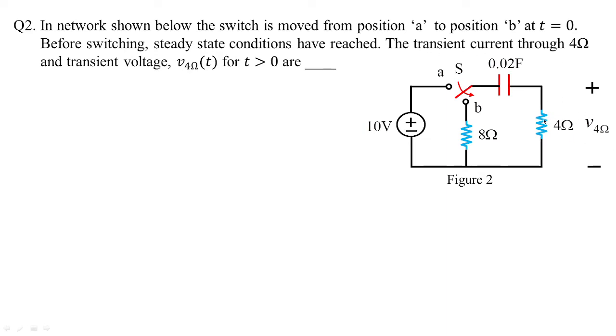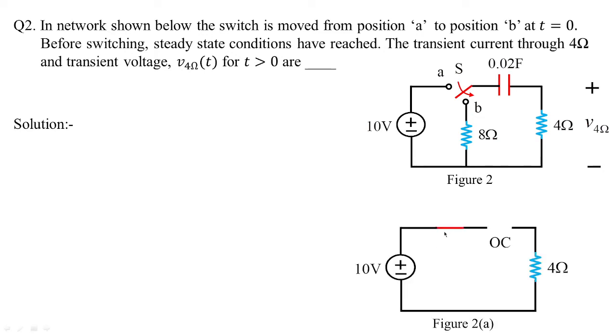Okay. So let us stick to the basics first. So what is the information given? That the switch is positioned at A. The switch is positioned at A and the steady state conditions have reached. When the steady state conditions have reached, the capacitor behaves as an open circuit.